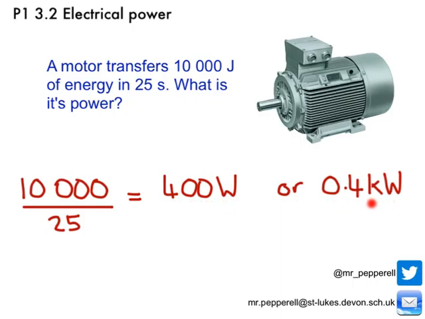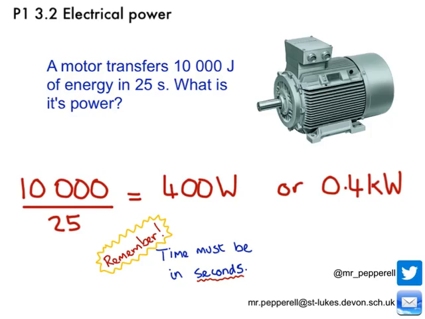Or I could also give that in kilowatts. That would be 0.4 kilowatts. These two figures tell me exactly the same thing. Now, the important thing to remember when you get an exam question on this topic is that your time must always be given in seconds. Quite often in the exam they'll say, rather than energy delivered in 25 seconds, they might say in 2 minutes. So you need to remember that there's 60 seconds in a minute and 2 minutes is 120 seconds. So always make sure that this figure is given in seconds.